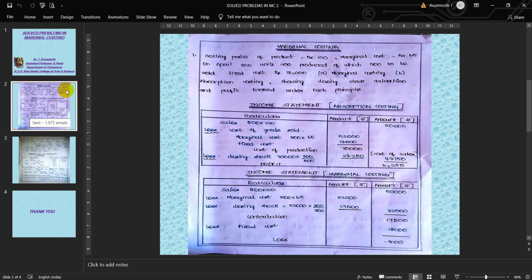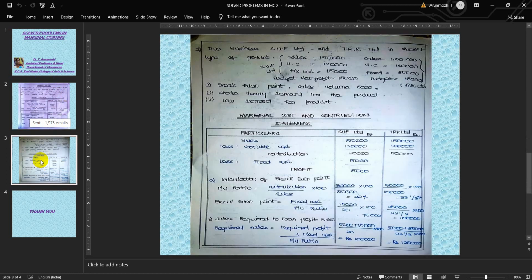Next problem we would move on to is relating to two businesses, SVP Limited and TRR Limited, which sell the same type of product in the same type of market. Their budgeted profit and loss accounts for the coming year are as follows. Sales minus variable costs, fixed cost deduction, you get the budgeted net profit.